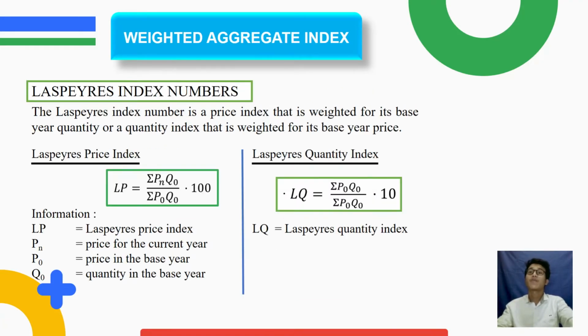The Laspeyres price index is obtained through the formula sigma PnQ0 divided by sigma P0Q0, multiplied by 100, with the information as follows.